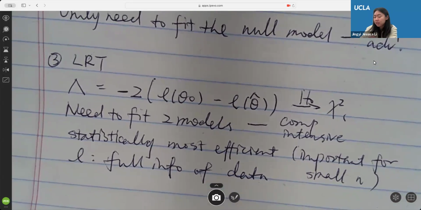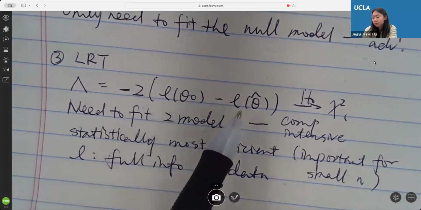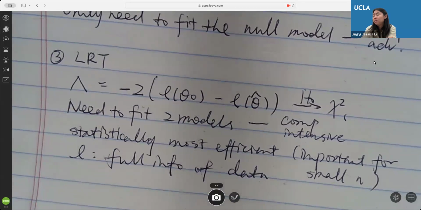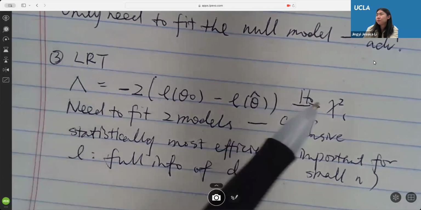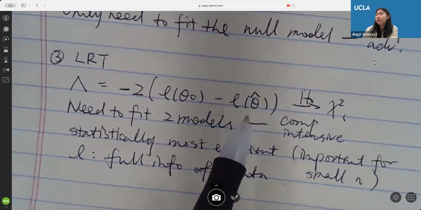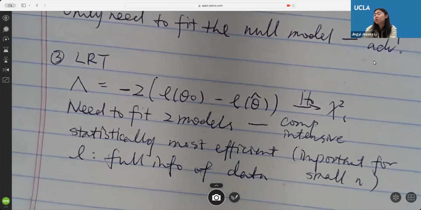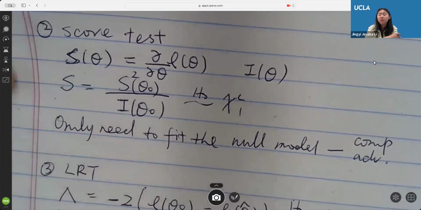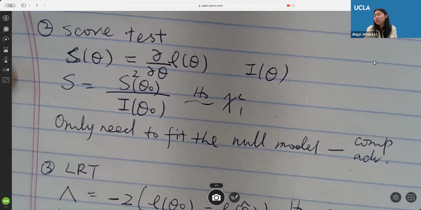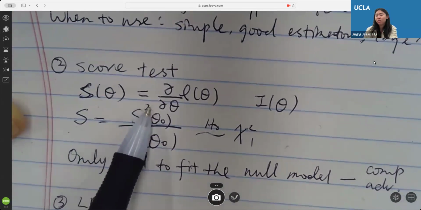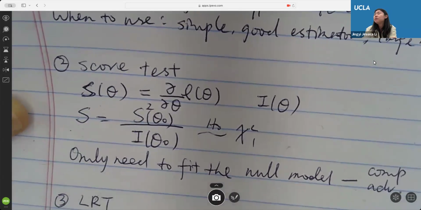For a small sample size, if you can afford to fit 2 models and compare the likelihood, go with the LRT. No question about that. But if fitting the full model on your data is computationally too challenging or slow, consider the score test, because for the score test you only need to fit the null model, which is fast. And it's statistically more efficient than the Wald test. The Wald test is actually the least efficient one.